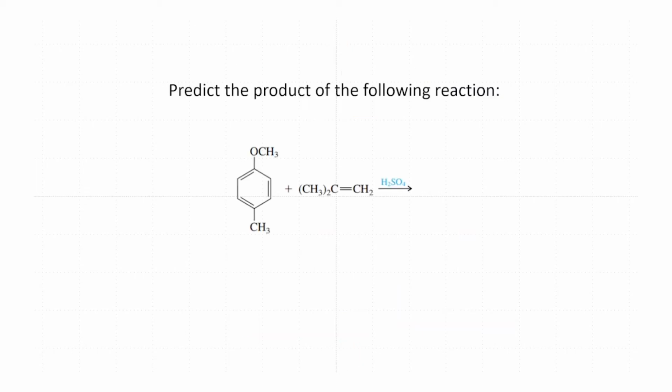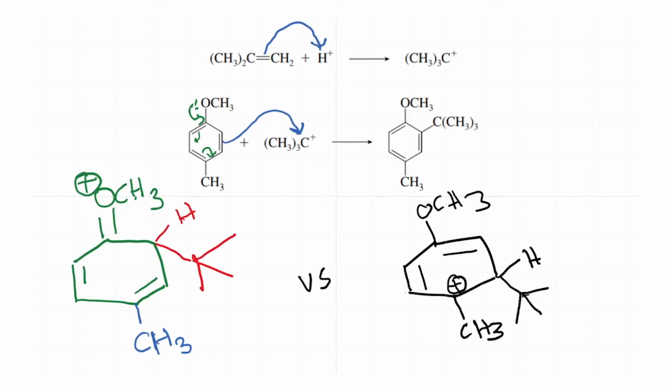Predict the product of the following reaction. So here we are dealing with a competition between methoxy group and methyl group, and the reaction with this olefin in the presence of H2SO4. As you would have correctly guessed or predicted, the olefin is going to get protonated, and it's going to produce a tertiary carbocation as shown here.